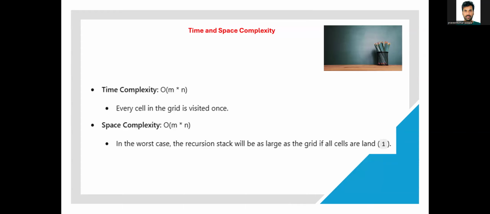The time complexity is O of m times n, because we visit each cell in the grid. The space complexity is also O of m times n due to the recursion stack used in DFS, which can be as large as the grid if the grid is completely filled with land. So this approach efficiently solves the problem with acceptable complexity. Thank you.